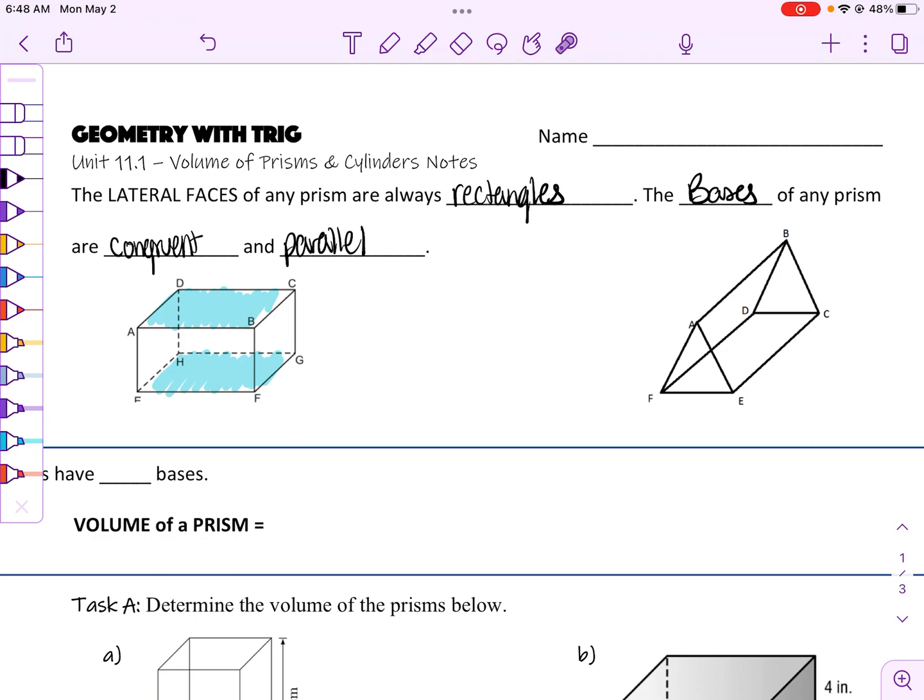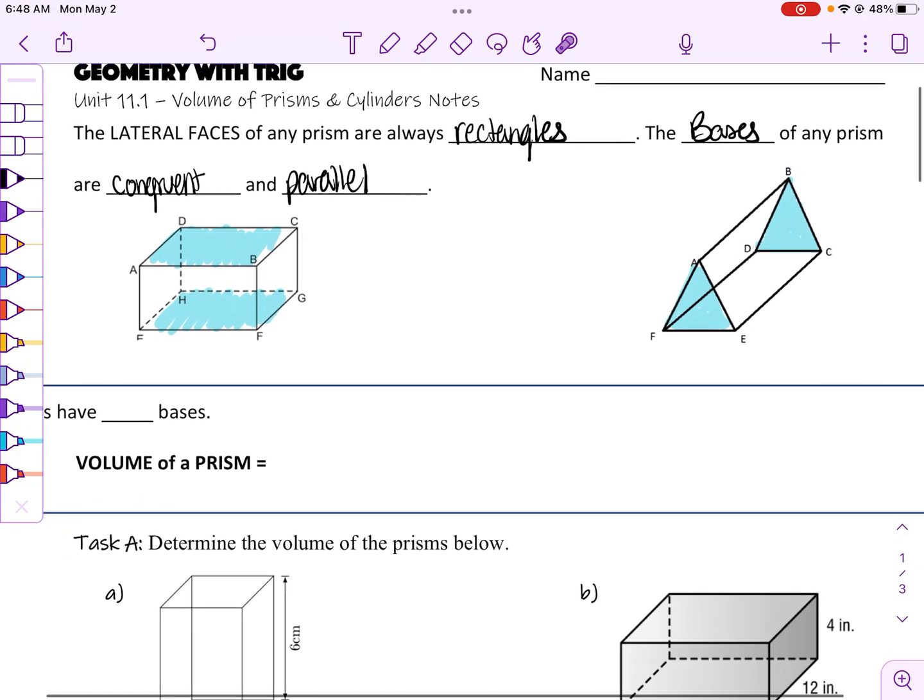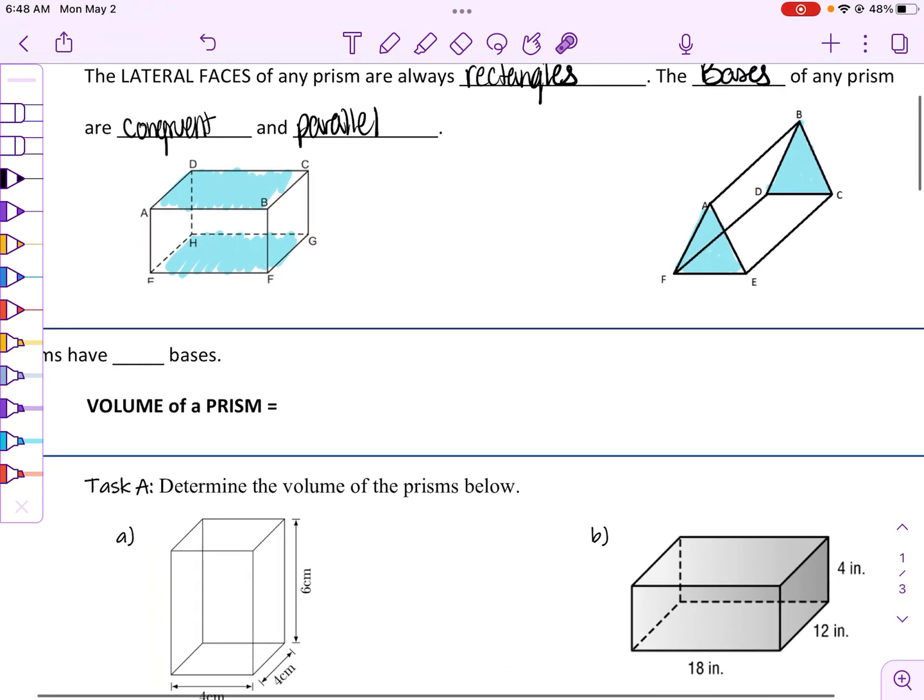And then if I look over here, my bases are now triangles, and that's why this is called a triangular prism. And notice that the lateral faces are rectangles, right? So we got one, have another one on the other side, and one on the bottom. But again, they're the same size. And if they extend it, they will never cross, making it parallel. So that's how I know that those two triangles are my bases.